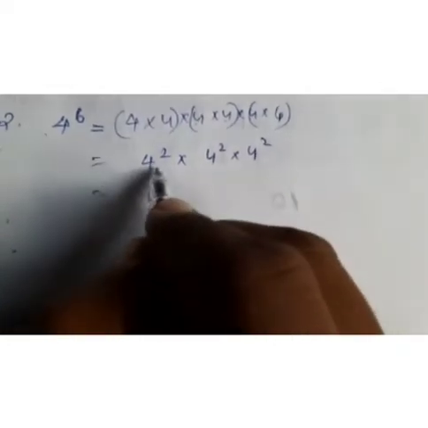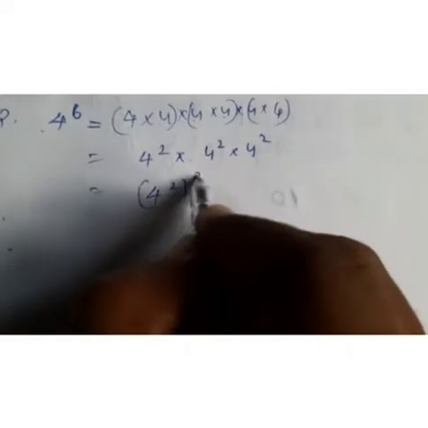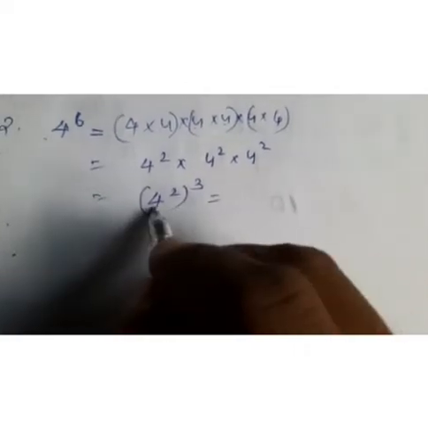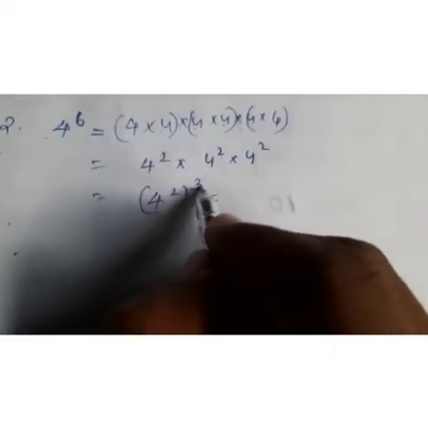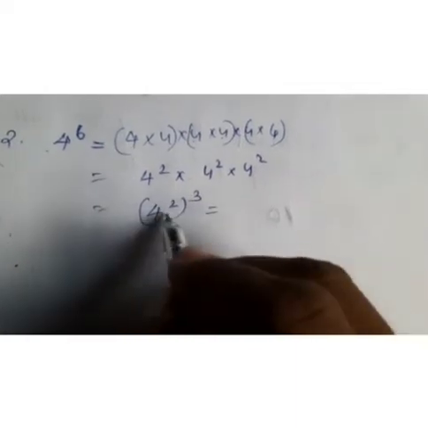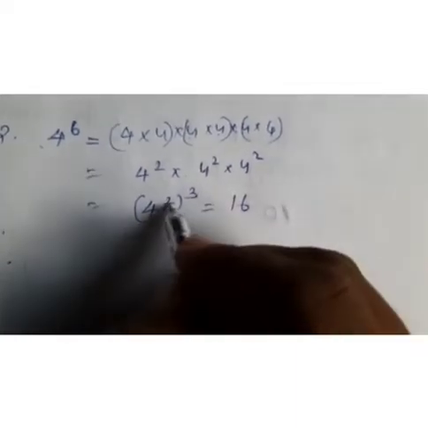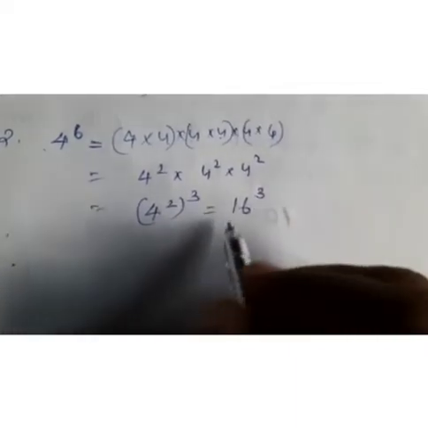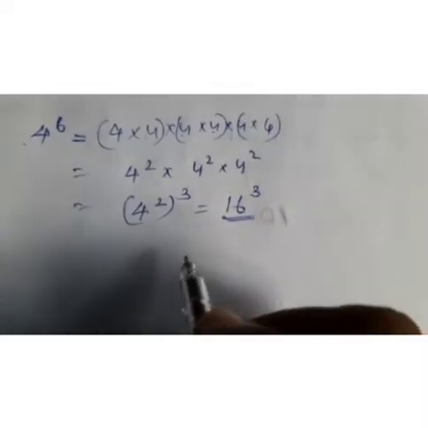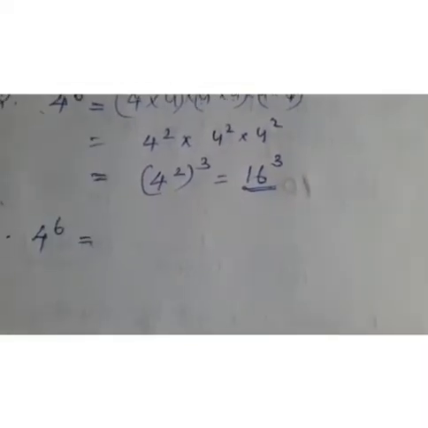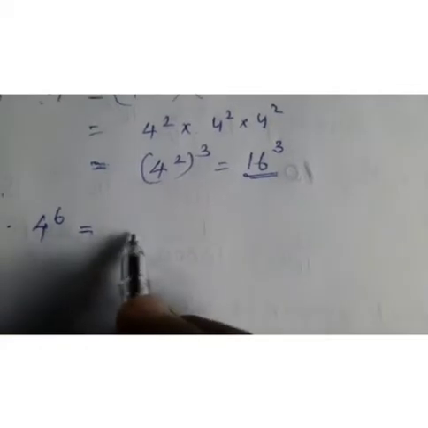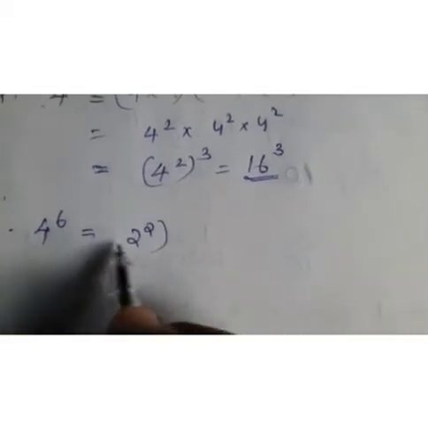Power of powers. So 4 raised to 2 is multiplied how many times? 3 times. See, so 4 raised to 2 raised to 3. So we can write 4 raised to 2 is 16, 16 raised to 3. One method. Then this 4 we can write as 2 raised to 2.